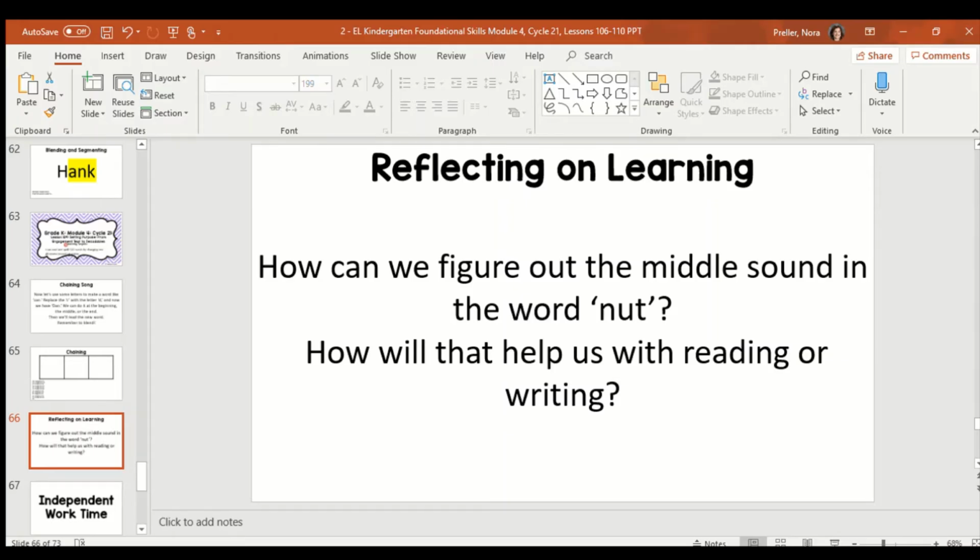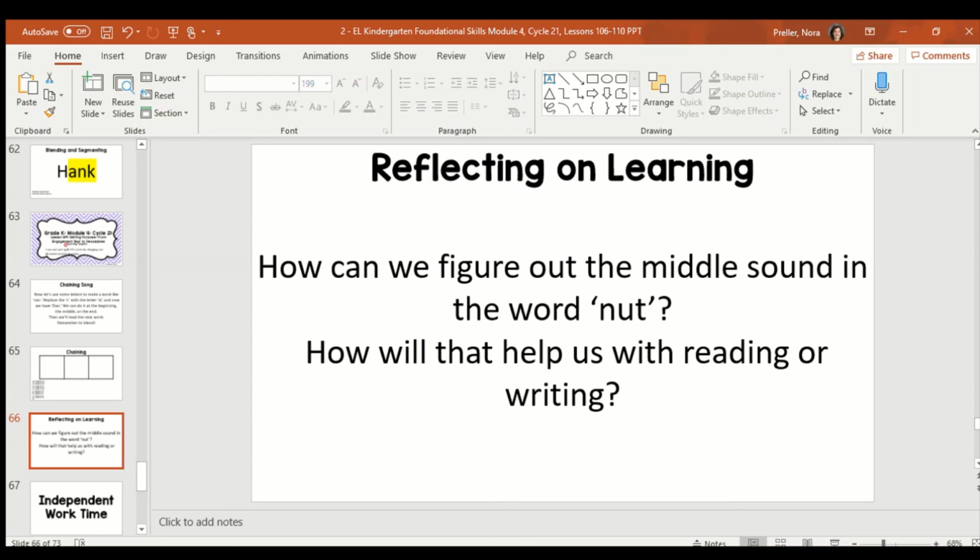My reflecting on learning question of the day is, how can we figure out the middle sound in the word nut? Think about what you can do. Good. So I hope you said maybe tap out the word and listen for what sound is in the middle of that word as you tap using that middle tapper finger, or use your sound boxes and look for what's in the middle of the sound.